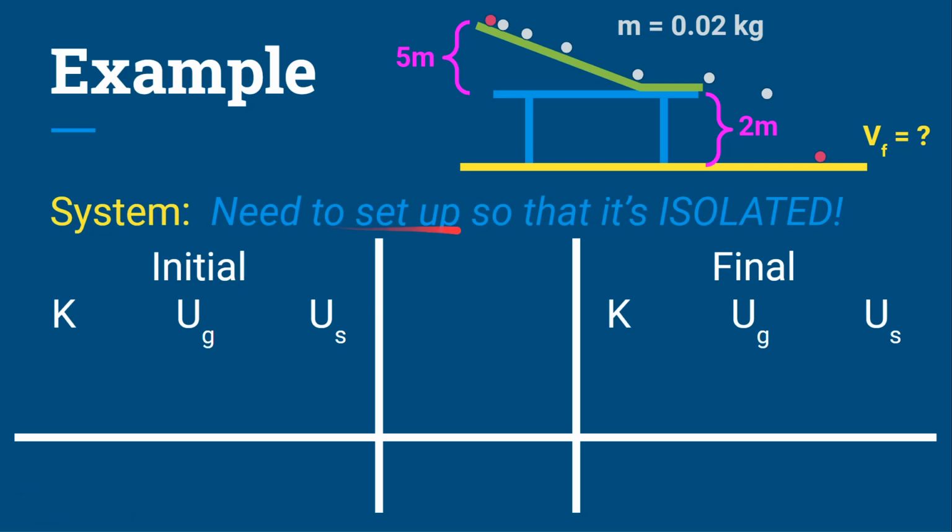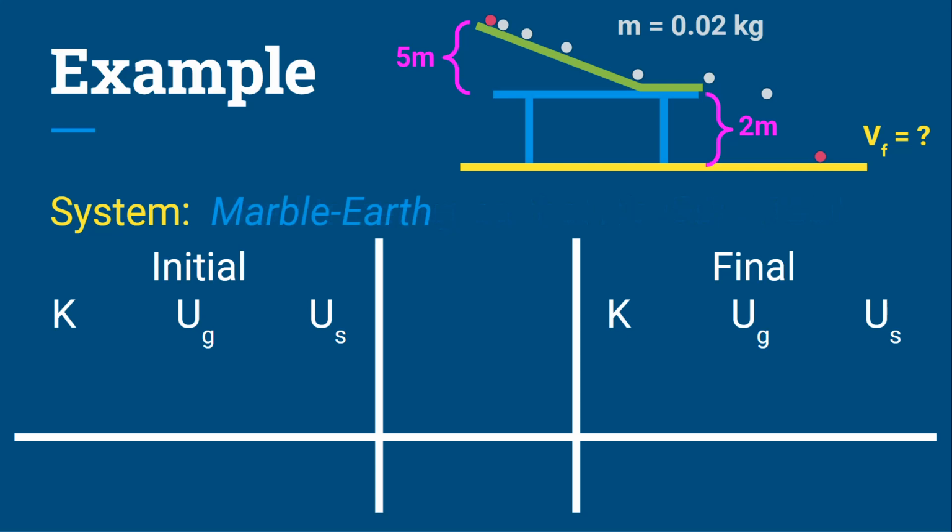Okay, so long as I set up my system so that it's isolated, which means what has to be in my system? Earth. Not just Earth, though. What else do I need in my system? The marble, yeah. Okay, so I'm going to call this the marble Earth system. I need to set it up so that it's isolated, so that that force of gravity is not an external force on the marble, but rather is an internal force in the marble Earth system that gives me gravitational potential energy. So I'm going to draw a bar for gravitational potential energy.